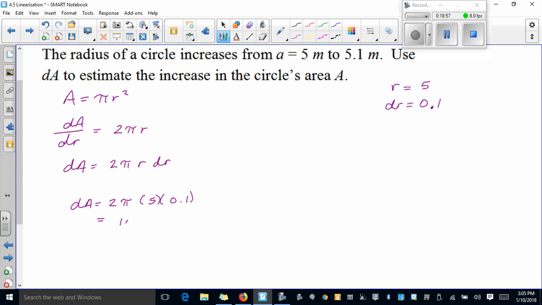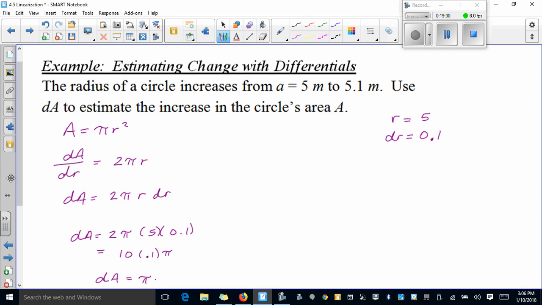And because it's a derivative, we'll get what we've used for our measurement. Radius of a circle increases, so area is squared, so it's meters squared per meter. So the area is changing in pi meters squared as the radius is changing in meters. So when it goes from 5 to 5.1, that's how much it's changing.